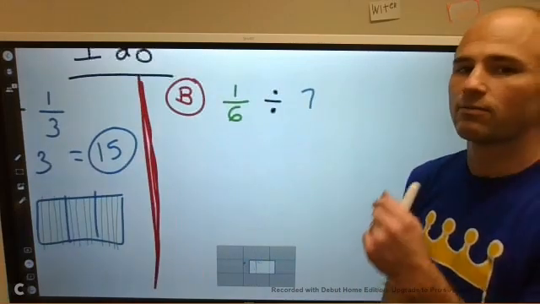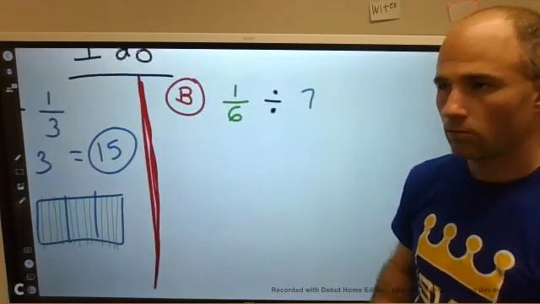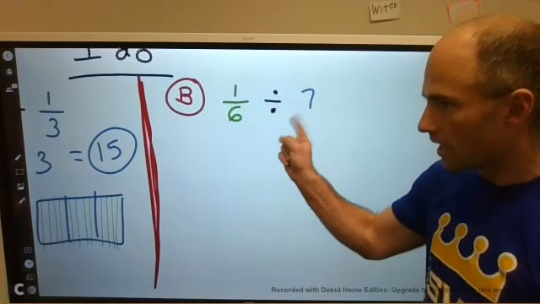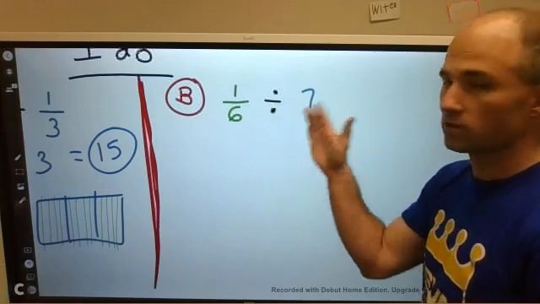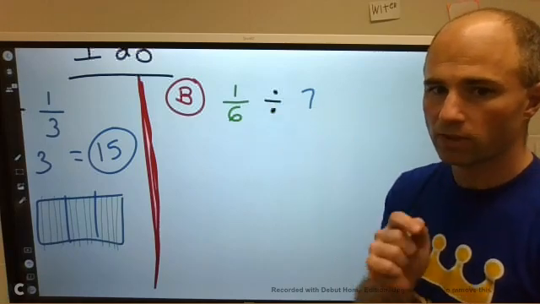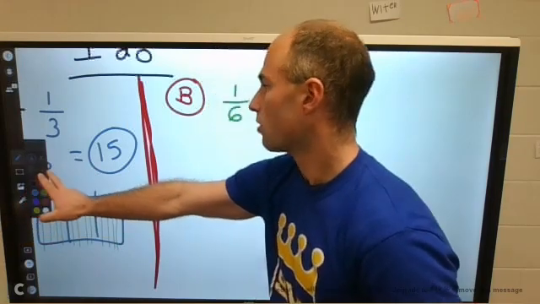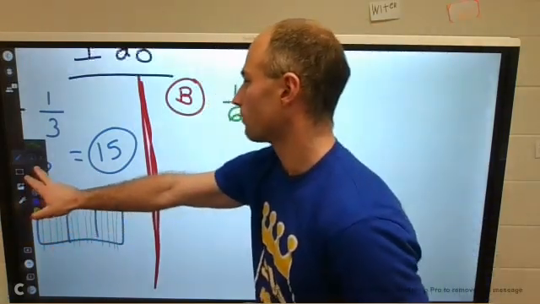1/6 divided by 7. Mr. Rislin, you just said I can't keep division. I can't do this with division. I need to change it to a multiplication expression. And you're correct. You were paying attention. So I'm going to follow the same 3 steps.